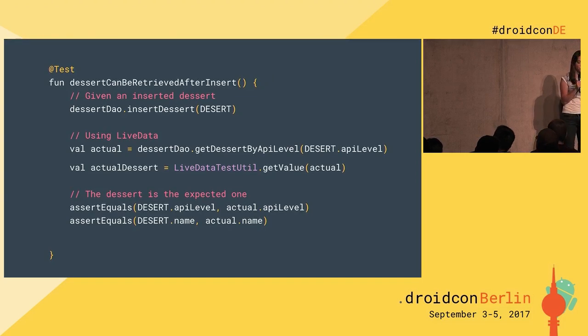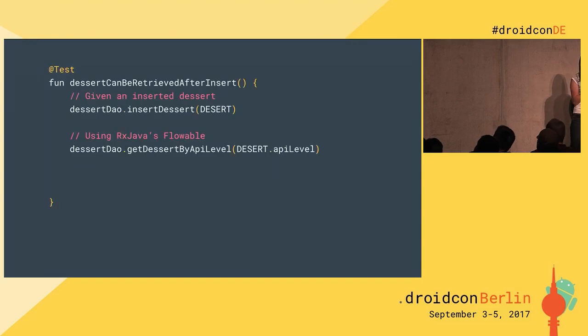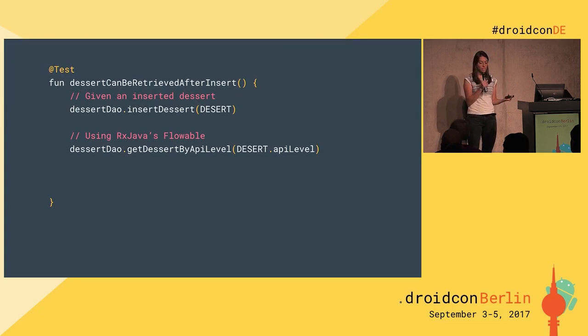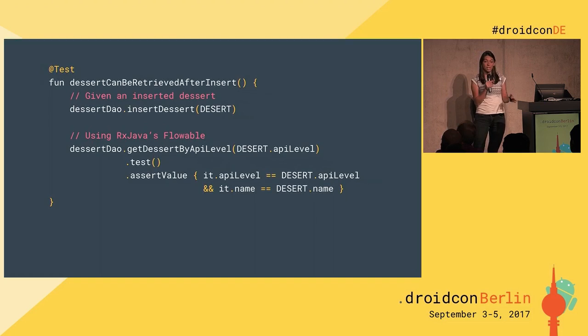It's quite simple. Okay, what happens when we actually use RxJava? We have the same test, getting the dessert after it was inserted. So we're inserting it, and we're trying to get it. Also here, we would use the same InstantTaskExecutorRule that makes sure that the task is being executed instantly. And then we're just checking that the data that we inserted is the one that we retrieved.